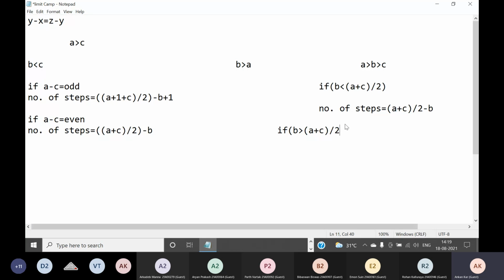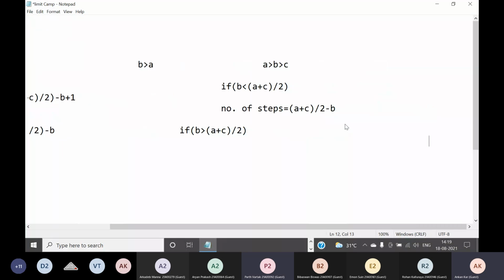Can anyone tell me now what will be the answer? So (a plus 1 plus c) by 2 minus b plus 1. No, you are not remembering the graph. What will happen if b is greater than (a plus c) by 2? Oh, sorry.